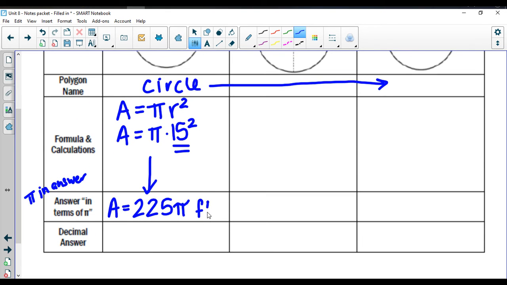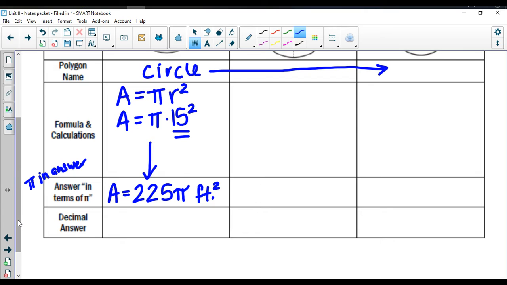Our units were feet. Remember, area is coloring it in. It is a squared for that one. To get our decimal answer then on our calculator, we'll just type 225 times 3.14. And when we do that, we get 706.5, and we'll also label it with feet squared.